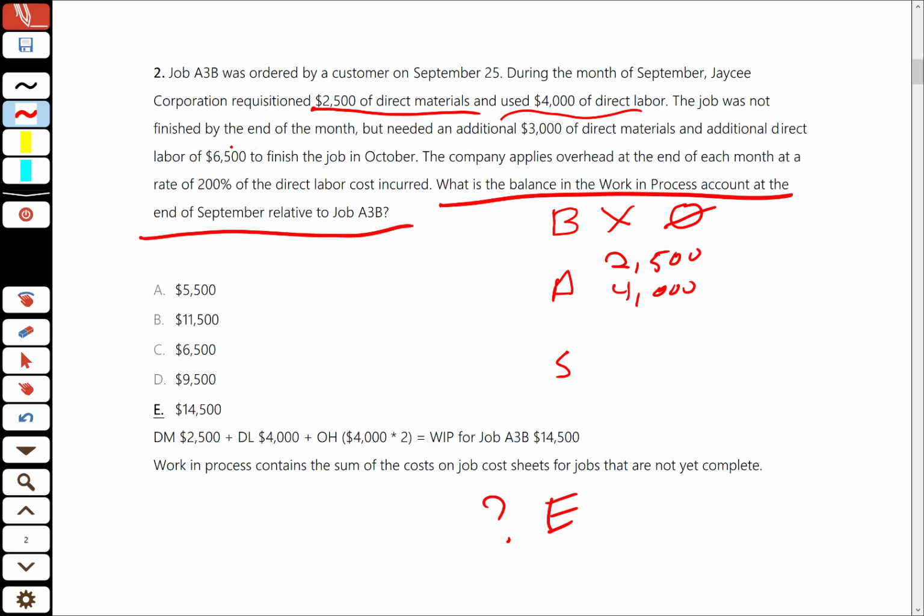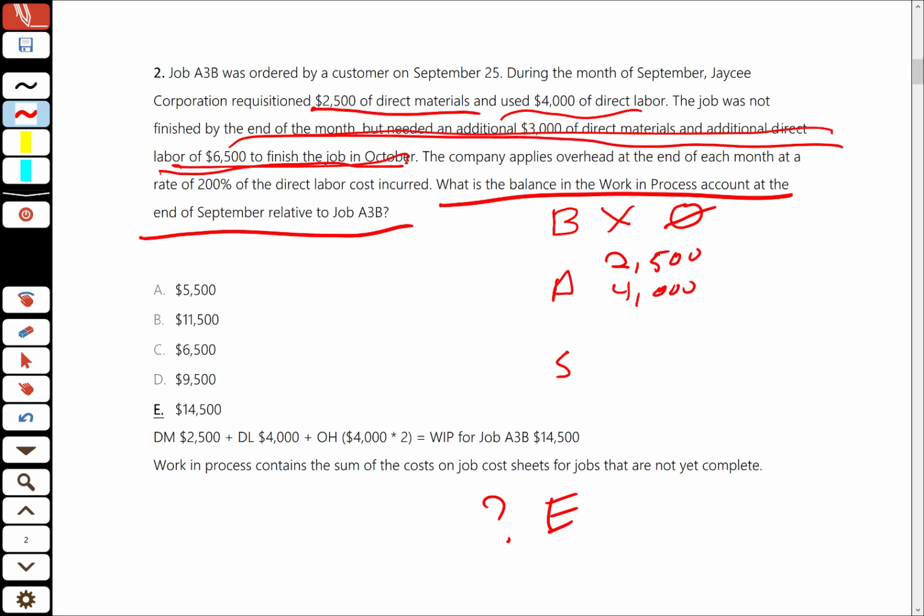The job was not finished at the end of the month, but needed additional 3,000 direct materials and direct labor of 6,500 to finish the job. That's what's confusing about that one. That's October, and we're talking about what month? September. So we have to ignore that October stuff, don't we? Yes. Okay, that was the trick there, because that's not relevant.